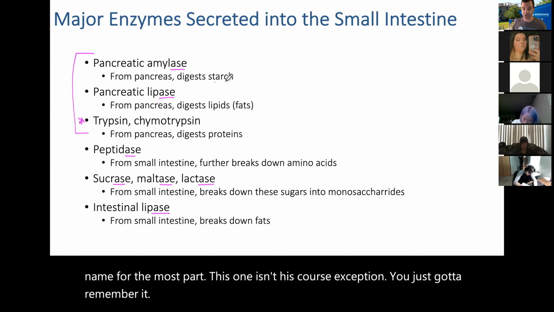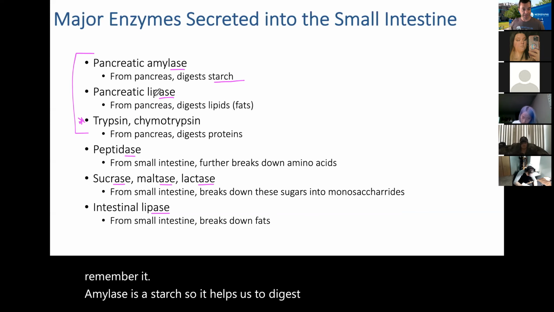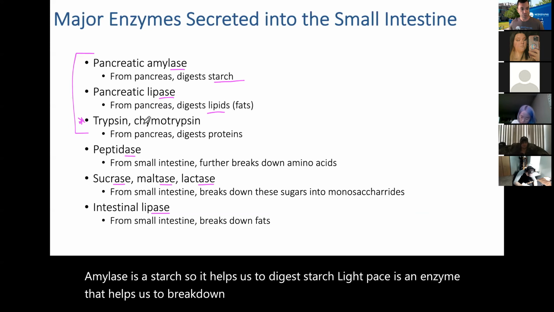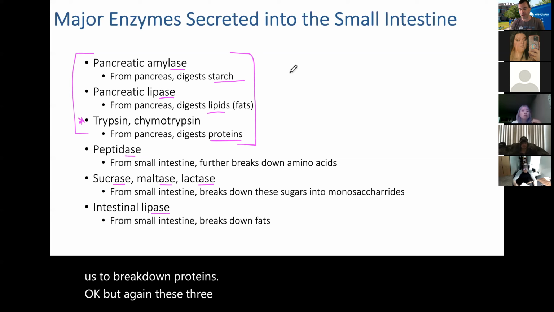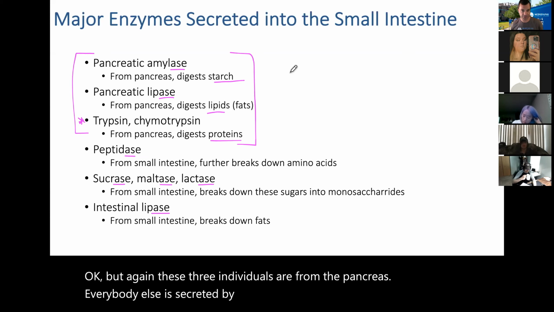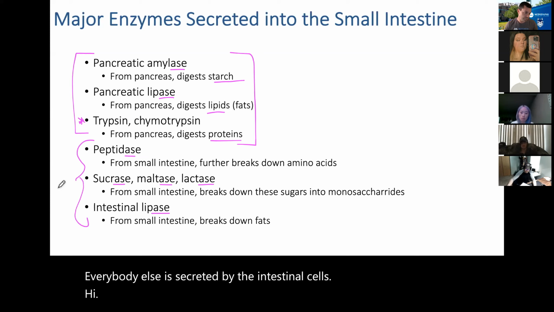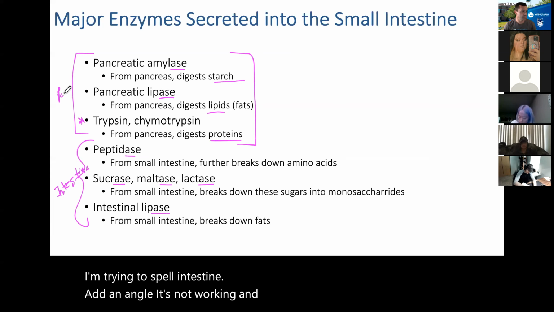Amylase helps us to digest starch. Lipase is an enzyme that helps us to break down lipids. Trypsin and chymotrypsin help us to break down proteins. Again, these three are from the pancreas. Everybody else is secreted by the intestinal cells. I'm trying to spell intestine. It's not working. Intestine, pancreas.